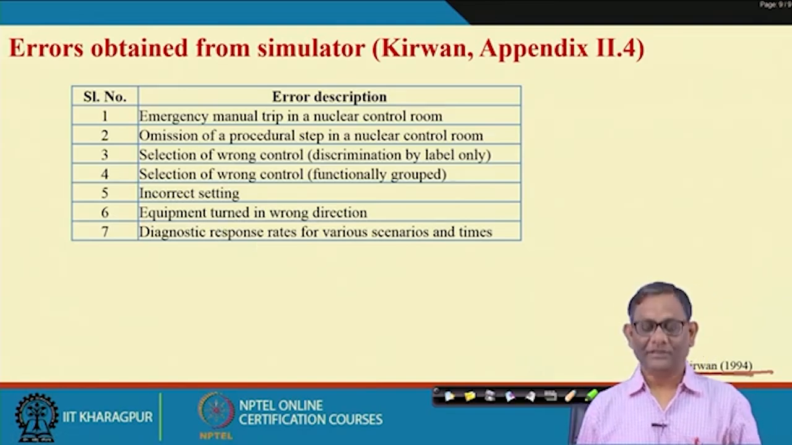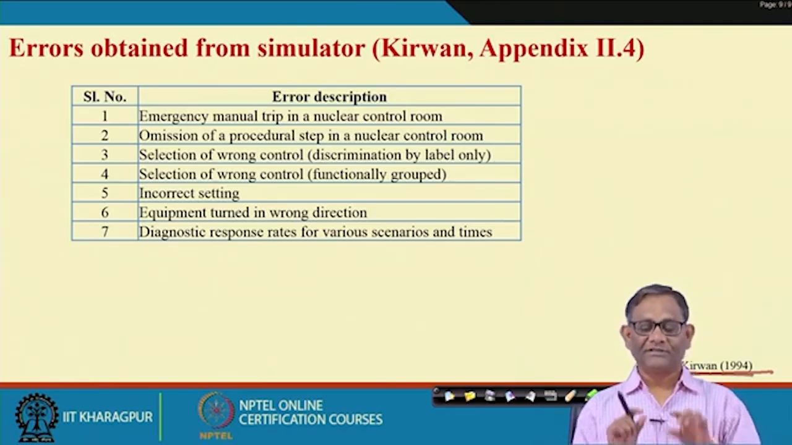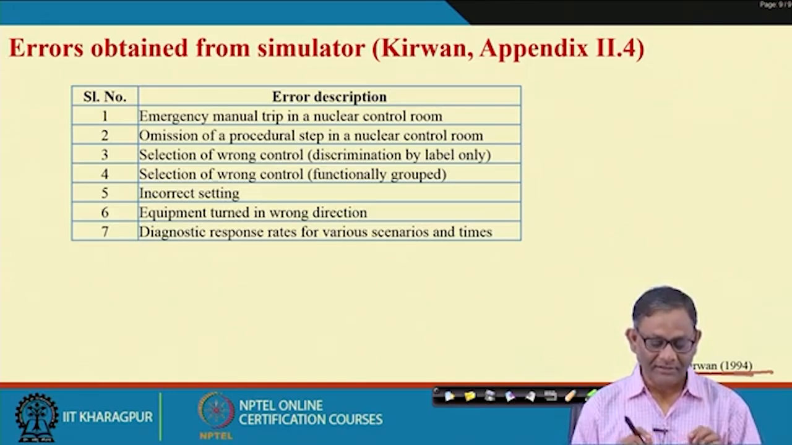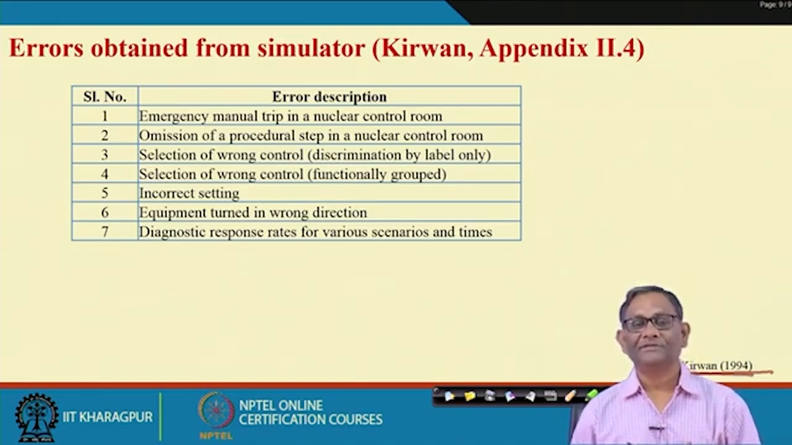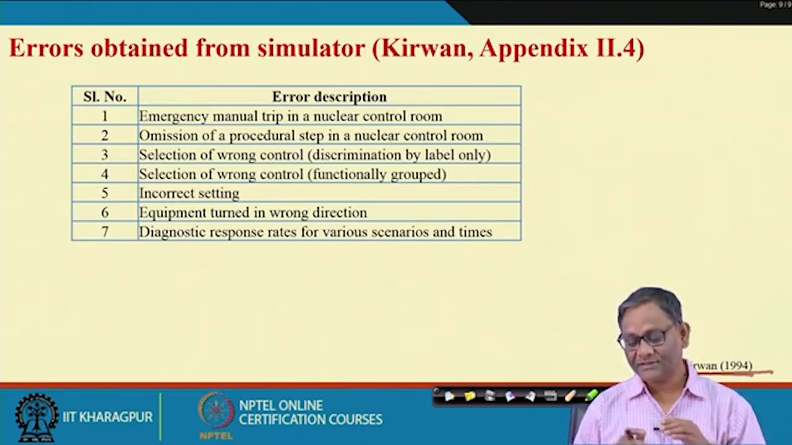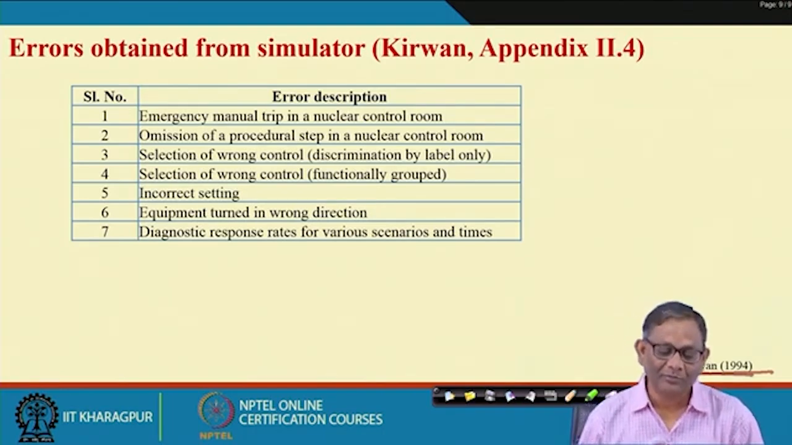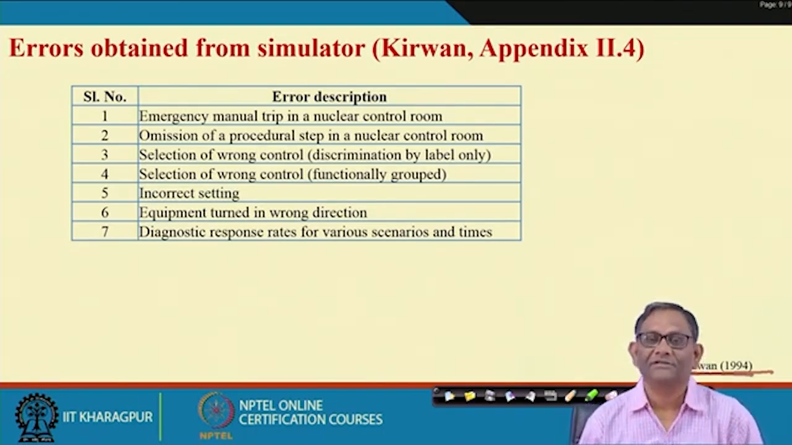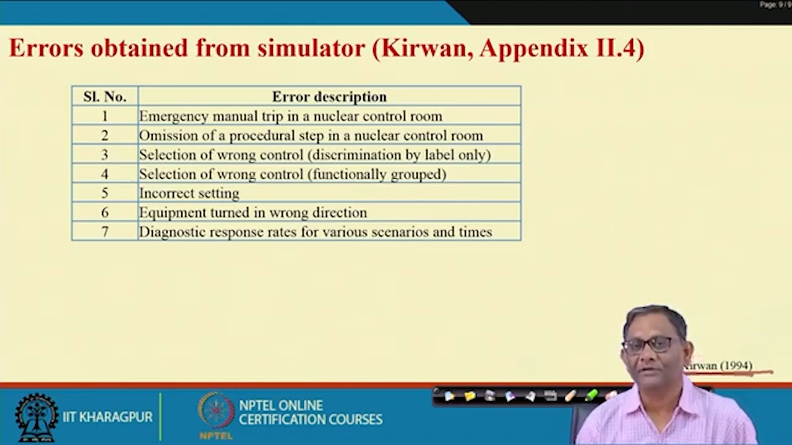And in fact, in this book, I have shown here just appendix 2, not the full appendix 2, and just the error modes, not error types, error modes. Kirwan has given an example against each of the error modes in this appendix 2, and the probability of such errors happening is also given. So, it is much more, and the entire book is very lucidly explained, and all of you who are interested in human reliability analysis may go through this book, that will help you.